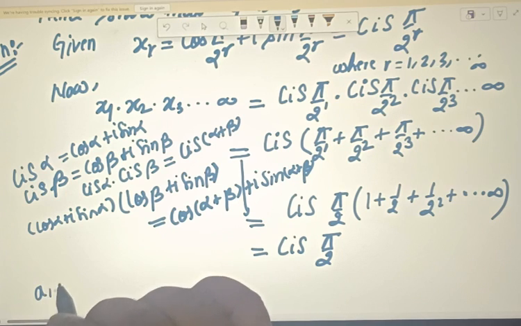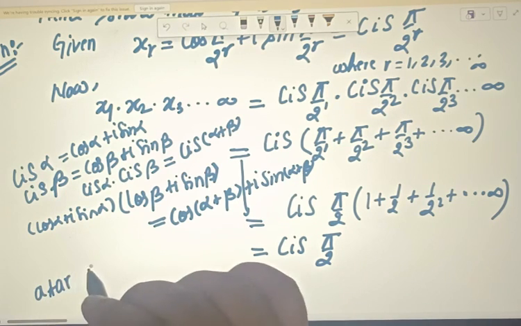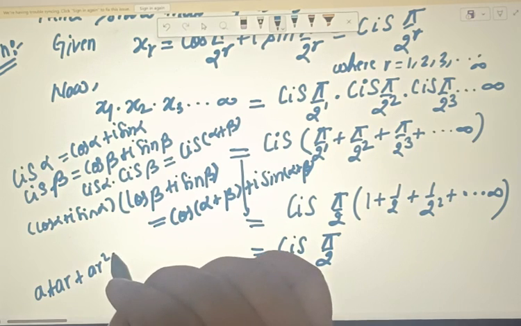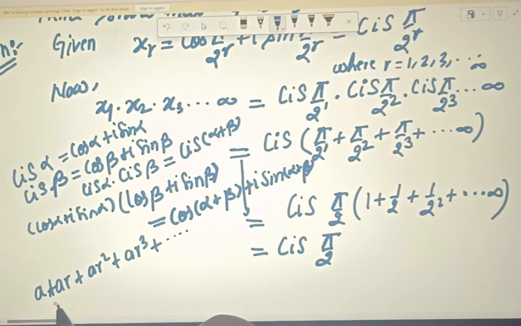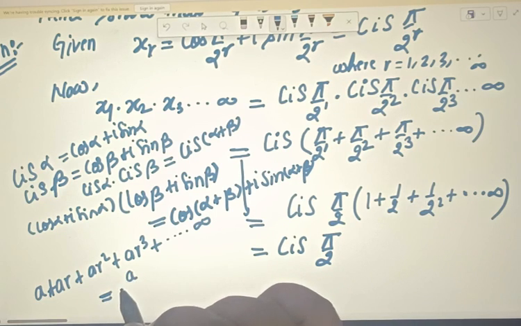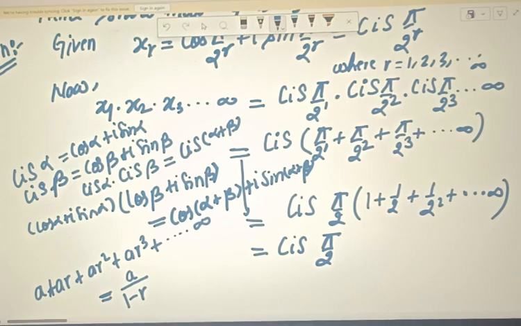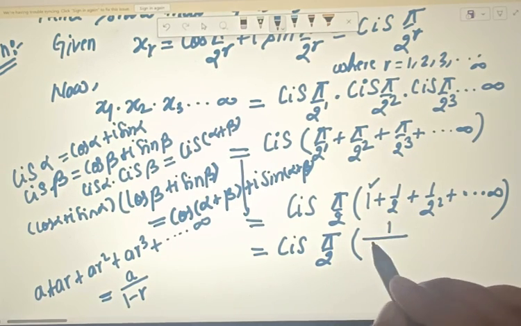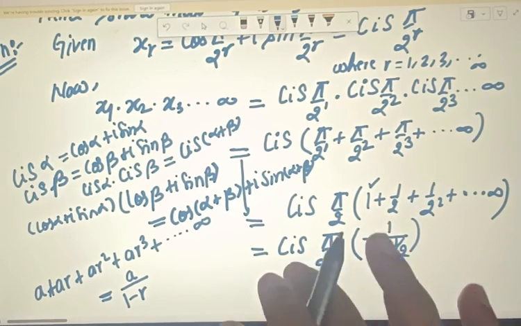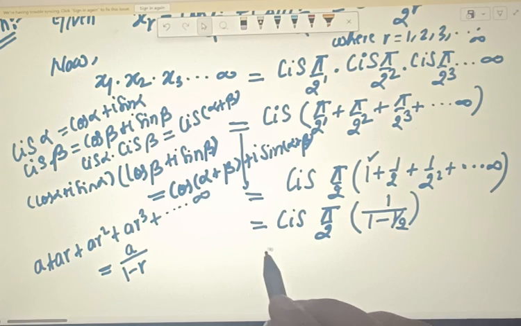Geometric progression means a plus ar plus ar square plus ar to the power 3 and so on up to infinity. It is the sum of a geometric progression up to an infinite number of terms. The formula is the first term a upon 1 minus the common ratio. Here the first term is 1 and the common ratio is 1 by 2. Simply, it is the sum of the infinite number of terms of the geometric series.